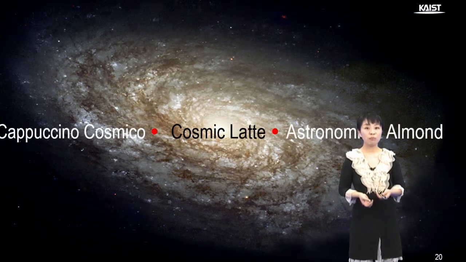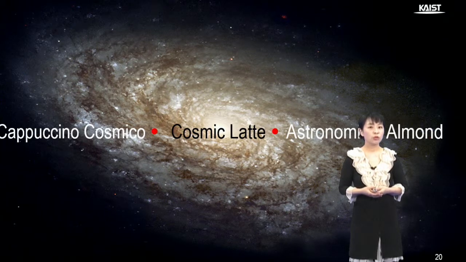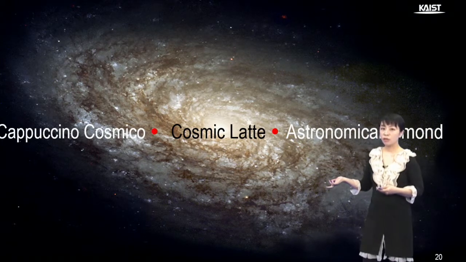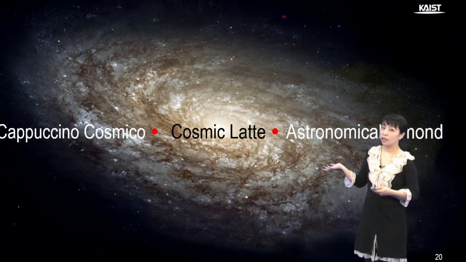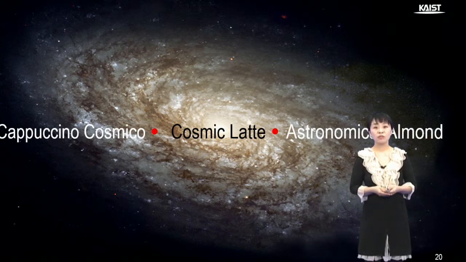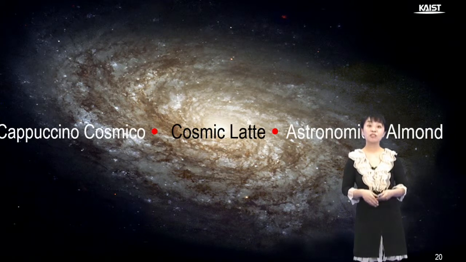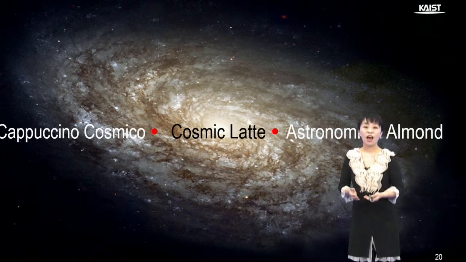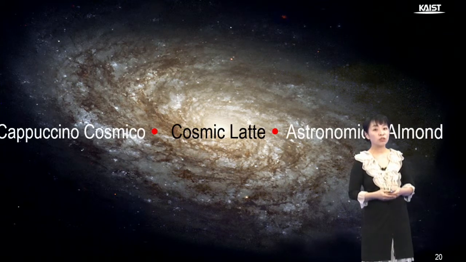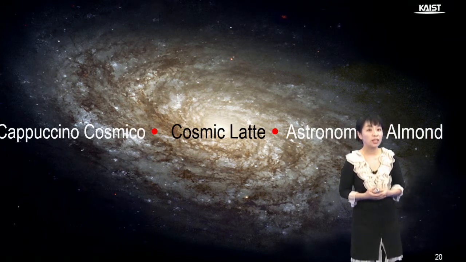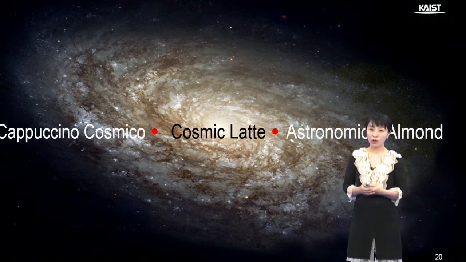With regard to the ambiguous color naming, perhaps it is not optimal to communicate accurate color information. Cappuccino Cosmico, Cosmic Latte, or Astronomical Almond. These are how astrophysicists illustrate the color of the galaxy. Isn't it romantic? I'm convinced you can enrich your life by giving a unique color name to your valuable things.